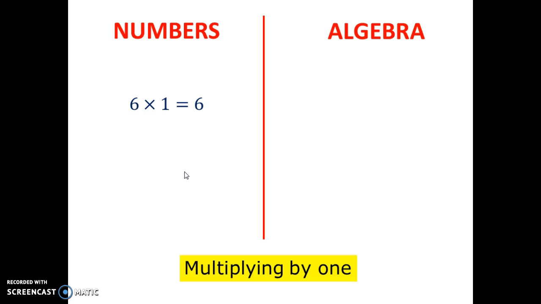If we multiply a number by 1, the answer is the same as the original number. The same goes for algebra. Any letter that we have, any pronumeral, we multiply it by 1 and it stays the same as the pronumeral.